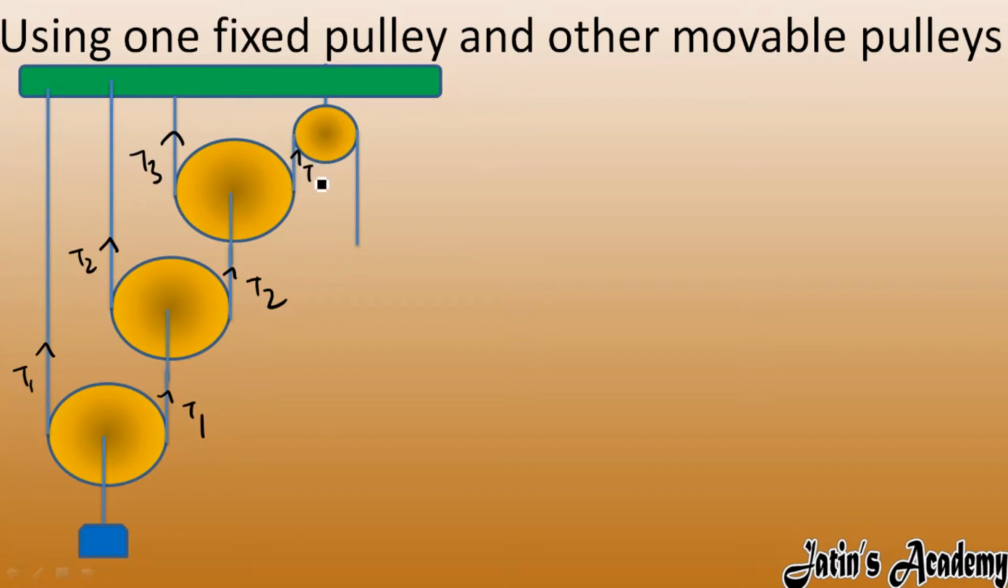Now carefully see, this string is extended up to a fixed pulley. So here we again have a tension T3. Here we are applying the effort, and here is the load that we have to raise. Now we have to calculate the mechanical advantage. The mechanical advantage formula is load upon effort. So basically we have to calculate the relationship between load and effort with the help of tension. How will we calculate? Carefully see.